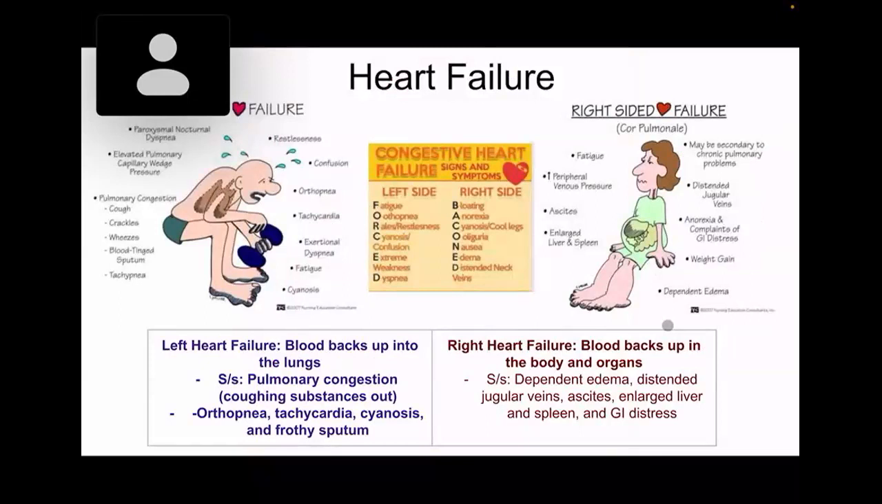This is another slide for more of our visual learners, showing what they're going to see with right-sided heart failure versus left-sided heart failure. I just thought I would add that in for you guys. I'll take a few moments so you can look at these signs and symptoms. It's essentially just lungs versus body. I'll give you guys a few more seconds just to look over it.